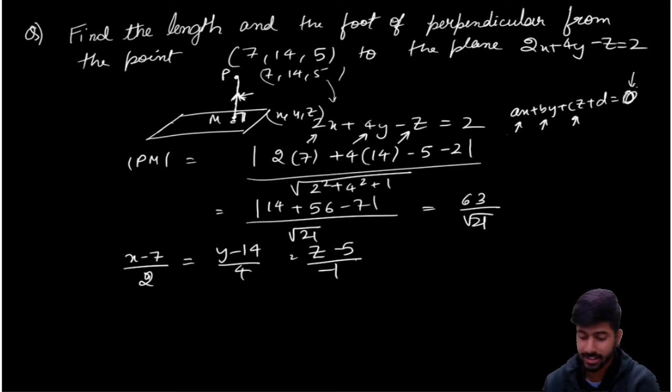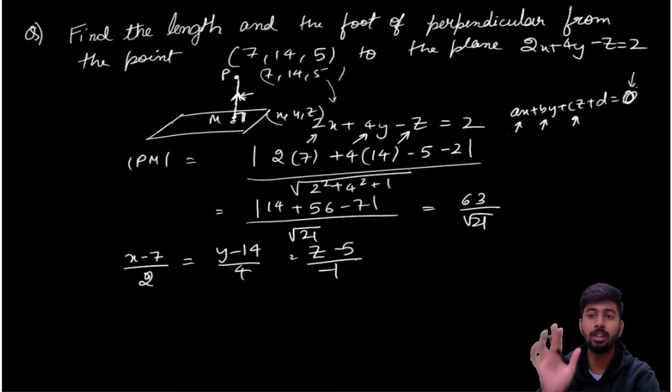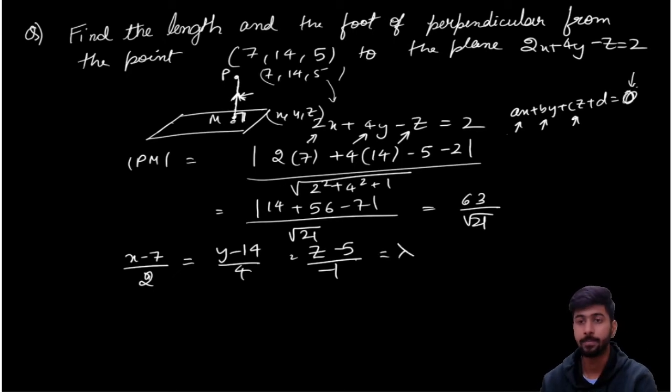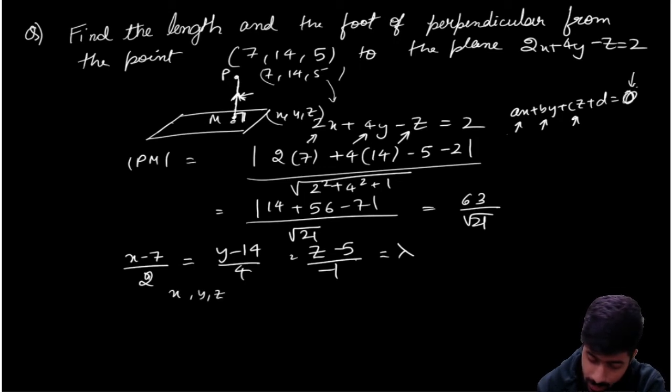2, 4, minus 1 are the DRs of the perpendicular to this plane. This line is perpendicular to this plane. So 2, 4, minus 1 are the DRs of the line also. Right? That is what the whole point is. This is equal to lambda, some constant. I've created the equation of MP. Get x, y, z in terms of lambda now. It is 2 lambda plus 7, 4 lambda plus 14, minus lambda plus 5.